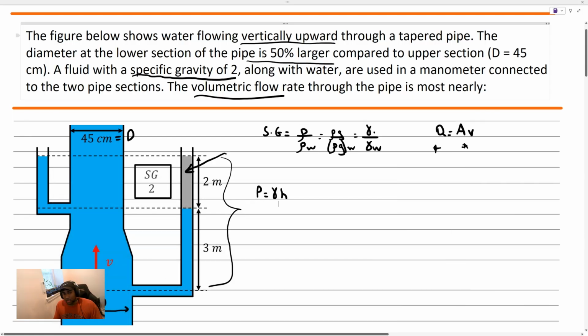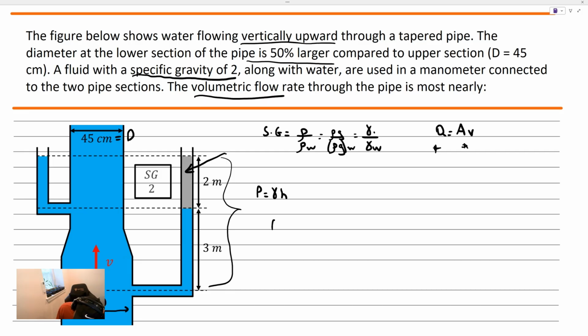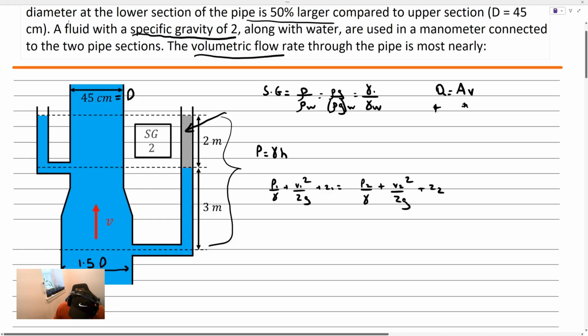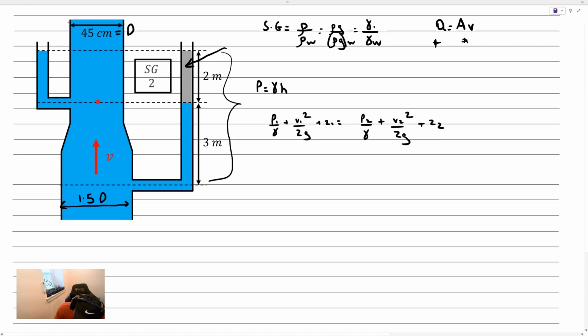If we go ahead and write down Bernoulli's equation, one of the first things that we're going to have to do is identify 2 points of interest. Now, where are we going to place our points of interest? The first points that pop out to me are the ones that are connected to the manometers. I would label this point as 2 and this point as 1.